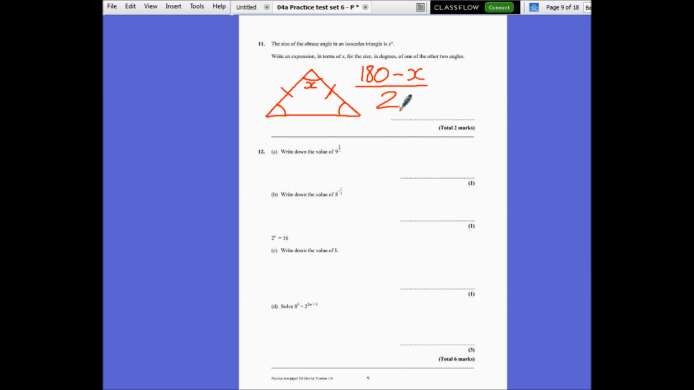Question 12. Find the value of 9 to the power of a half. To the power of a half just means find the square root of 9, which would be 3.